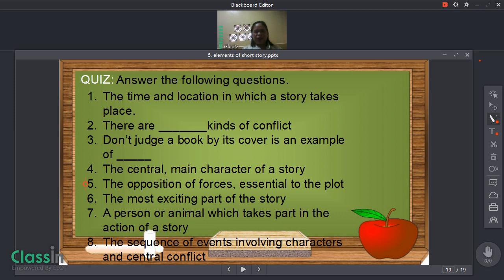Okay, if you don't have any questions about this, that is the end of our discussion about the elements of a short story.